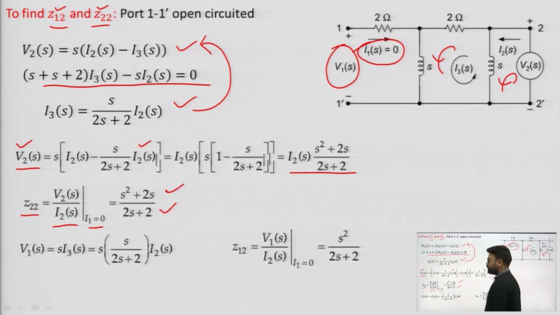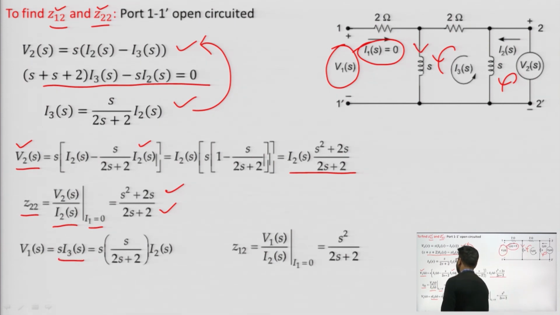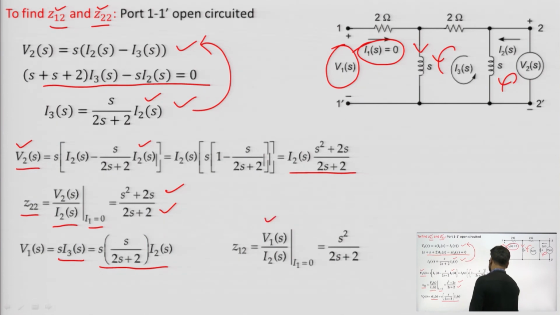Now V1(s) equals the drop across this inductor, s into I3, and we have I3 in terms of I2. So we will put the value of I3 in this equation, and we will get the ratio of V1 and I2, that is s square divided by 2s plus 2. So this is how we obtain our values of Z12 and Z22.